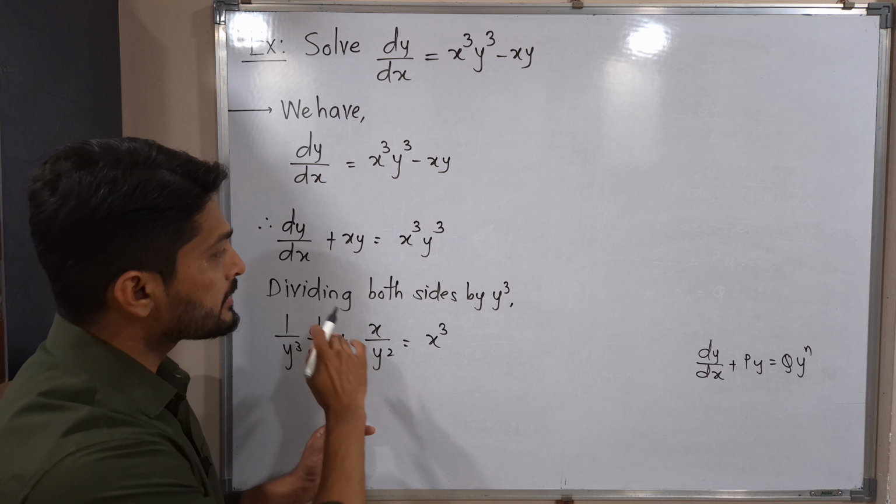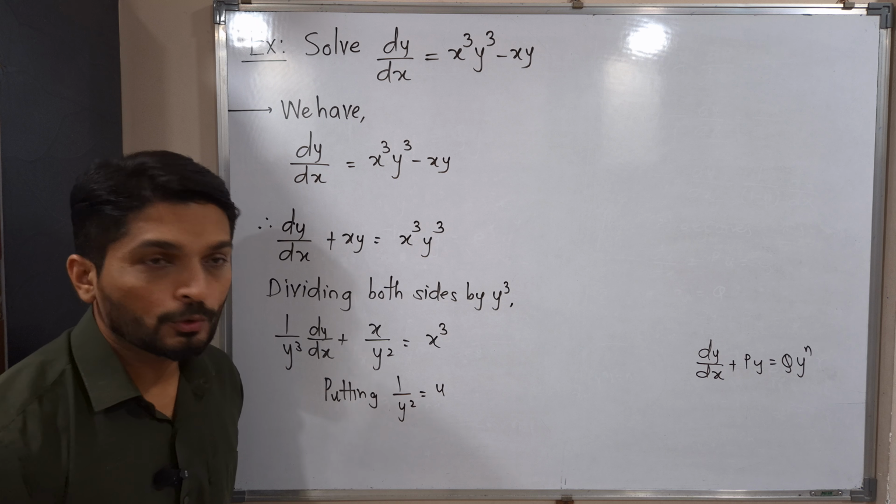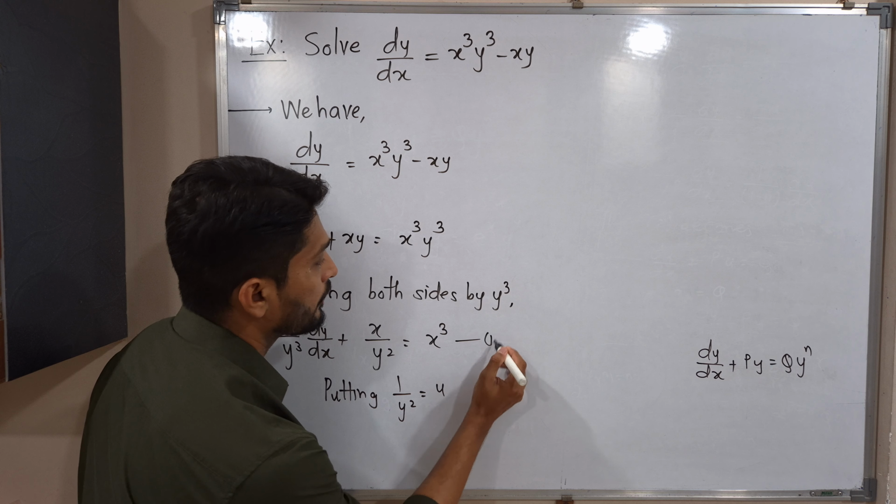But see, this step disturbed the left hand side. Actually, we want just dy by dx, but we got 1 upon y cube also. So again, there is one solution: we use a substitution. What is that substitution? Whatever the 1 upon y square, here I got 1 upon y square, sometimes you will have y cube, y raised to 4. You should put it as u. So 1 upon y square is equal to u, I am going to put.